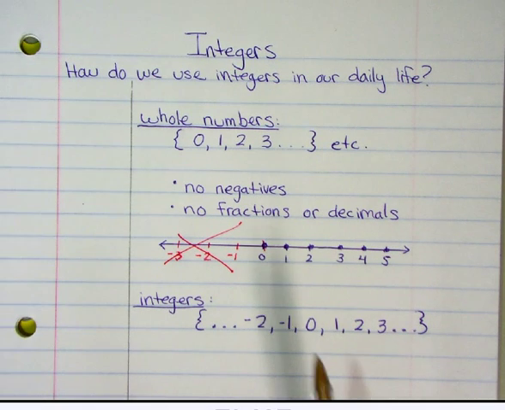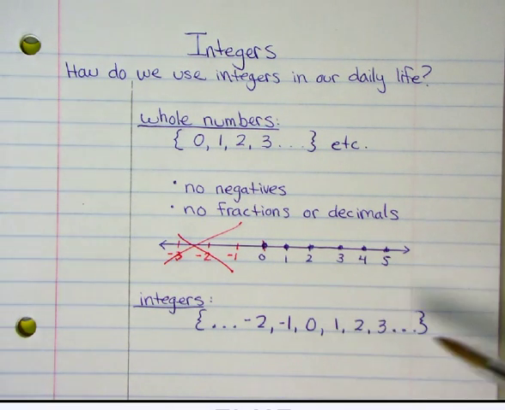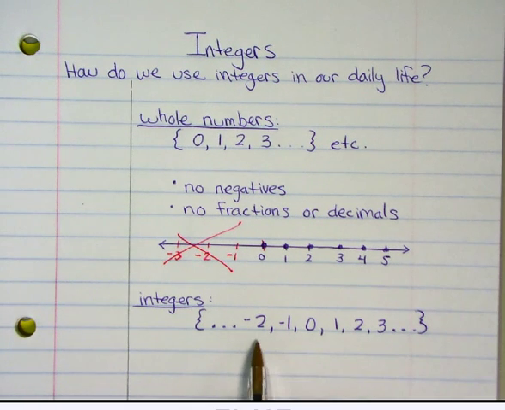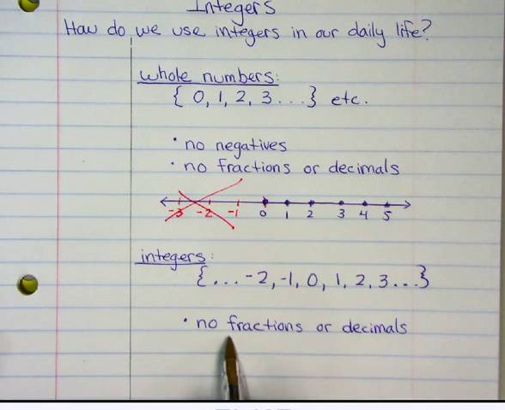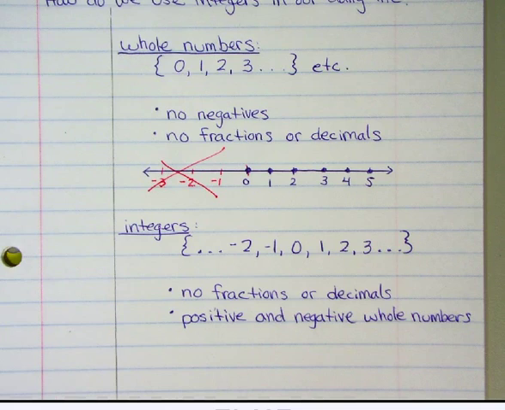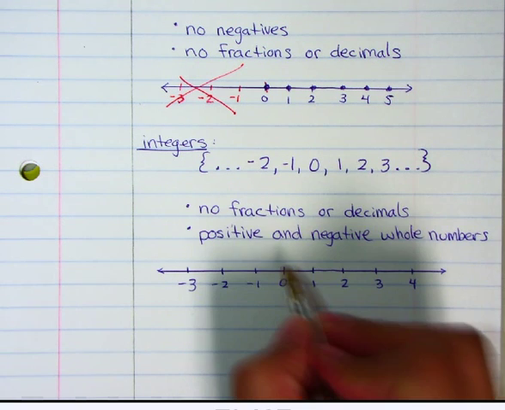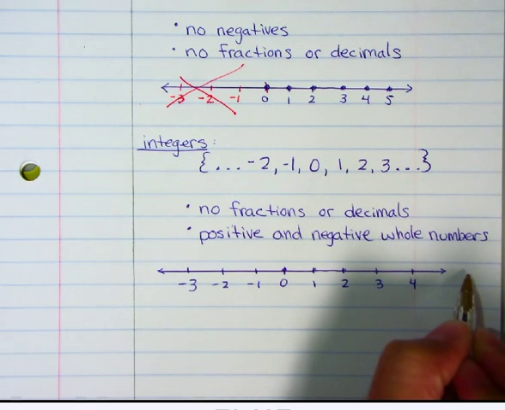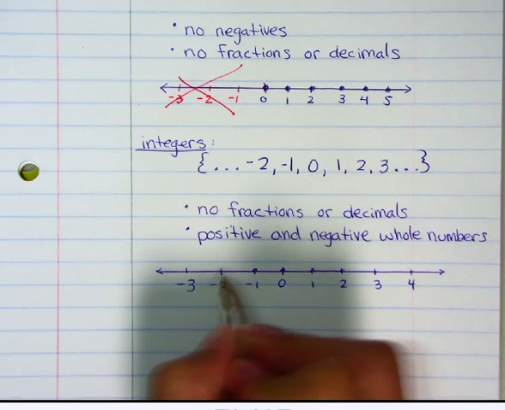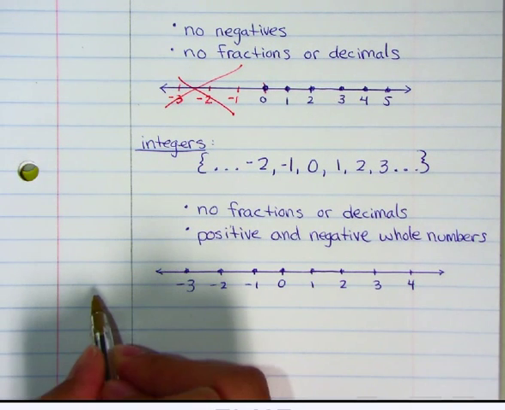So integers are very similar to whole numbers in that they also include the 0, the 1, the 2, the 3, and so forth, but they also include negative numbers. So I'm going to write down those characteristics. So they also have no fractions or decimals, but they are positive and negative whole numbers. On a number line, that would include 0, 1, 2, 3, 4, and on. And it also includes the negatives, negative 1, negative 2, negative 3, and so on.